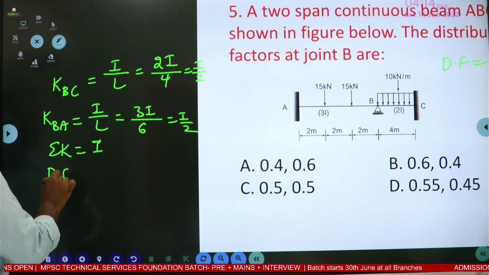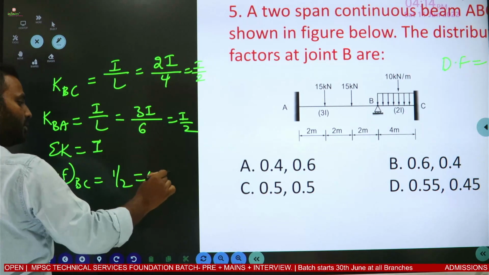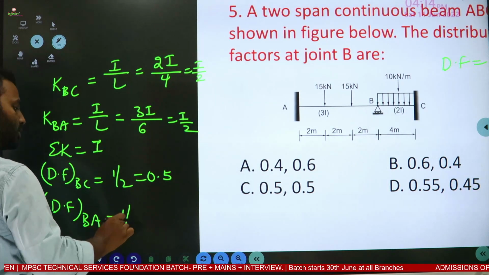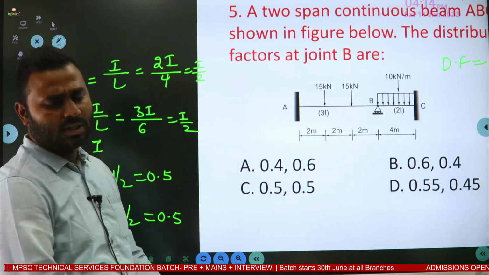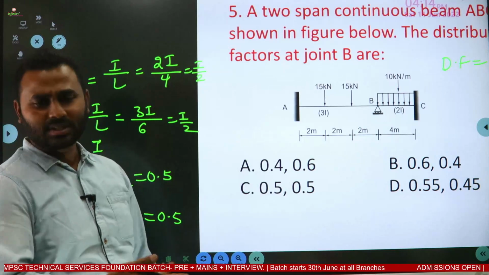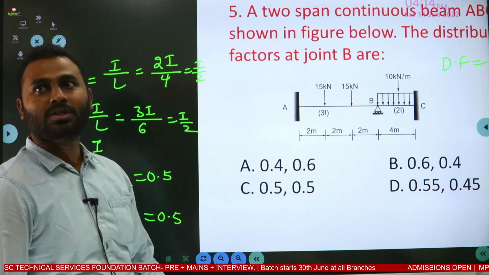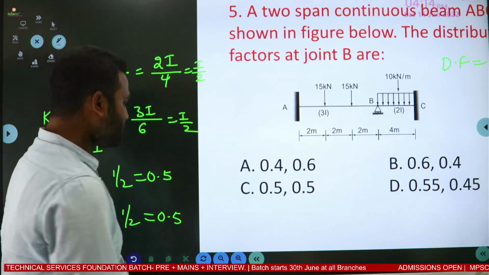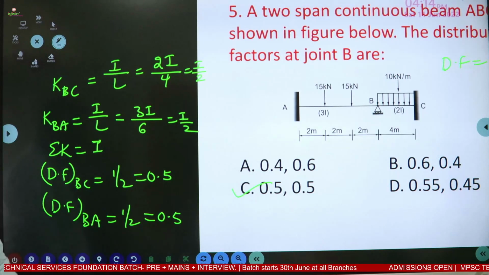Then the distribution factor for BC is equal to I by 2 by I, that is 1 by 2, means 0.5. And the distribution factor for BA is the same 1 by 2, means 0.5. That's it, as simple as that. We have solved so many questions on this model, not exactly the same question, but the same model. Because it is one of the basic concepts in the moment distribution method. Even without this concept, we can't start or complete the moment distribution method. So option C, 0.5, 0.5, simple. Okay, the next one.